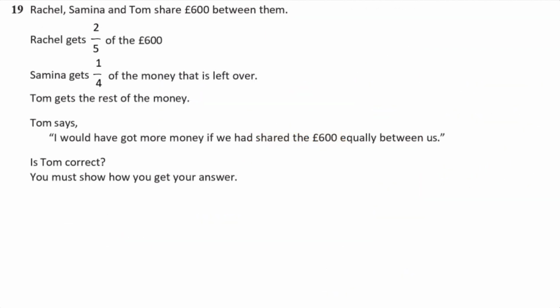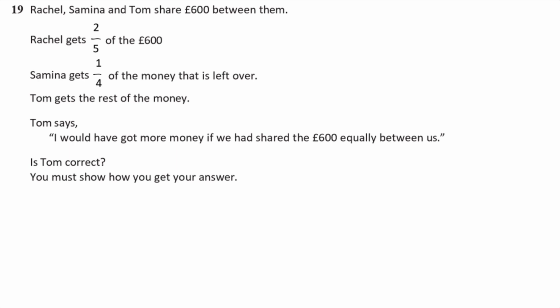Question 19. Rachel, Samina and Tom share £600 between them. Rachel gets 2/5 of the £600. Samina gets 1/4 of the money that's left over. Tom gets the rest of the money. Tom says, I would have got more money if we had shared the £600 equally between us. Is Tom correct? You must show how you get your answer.